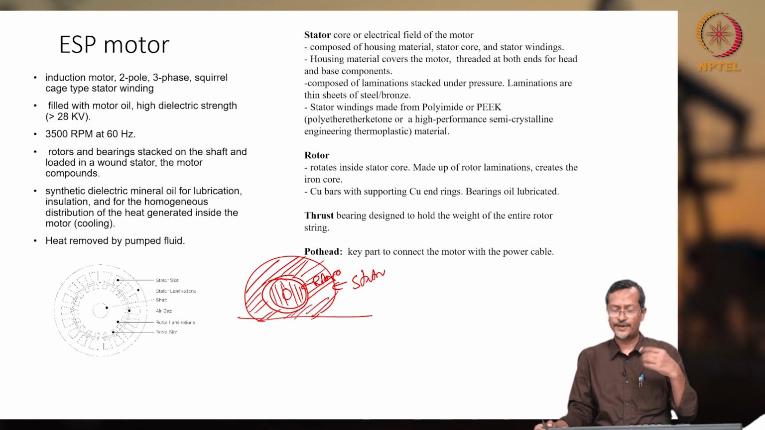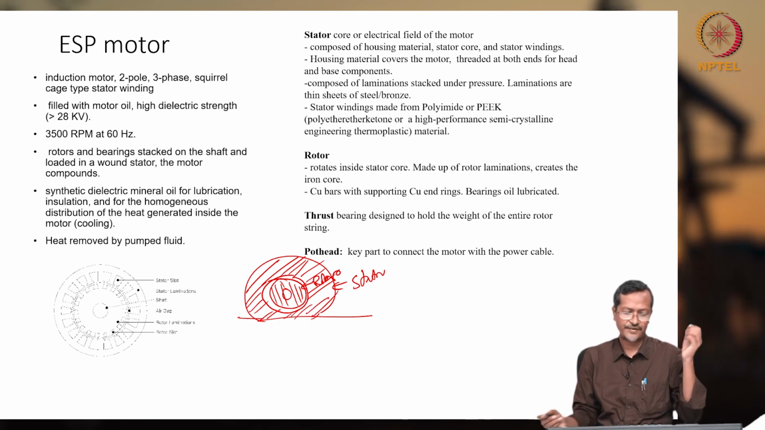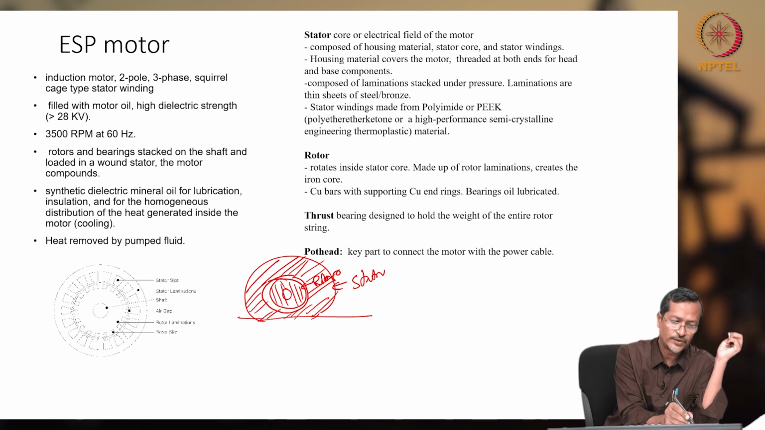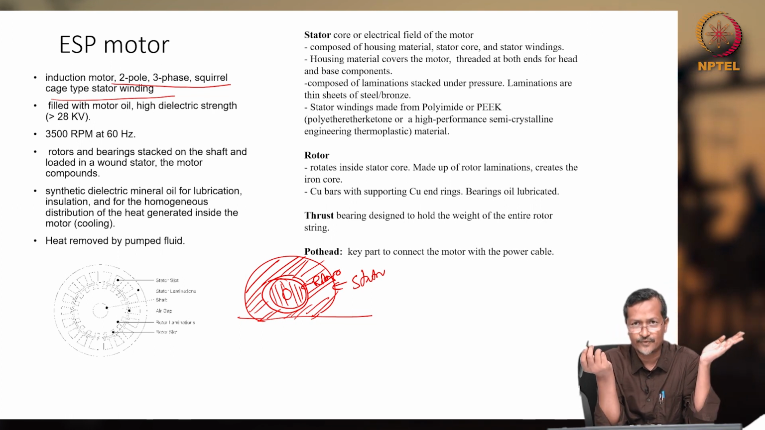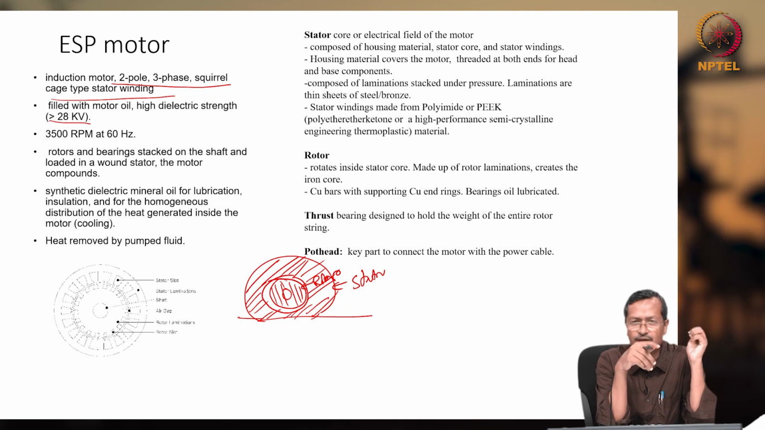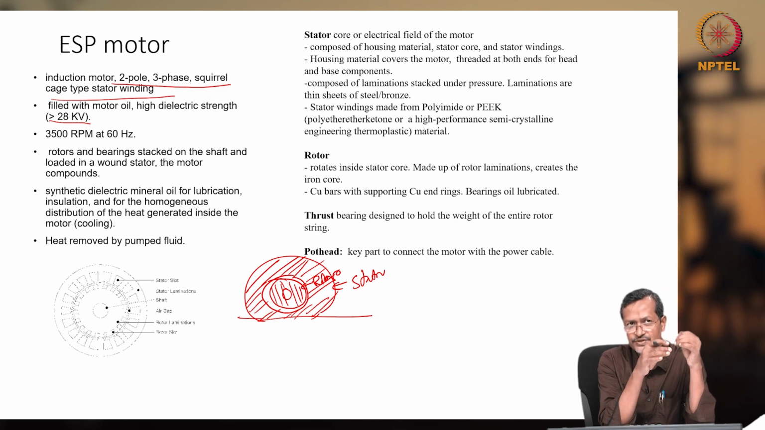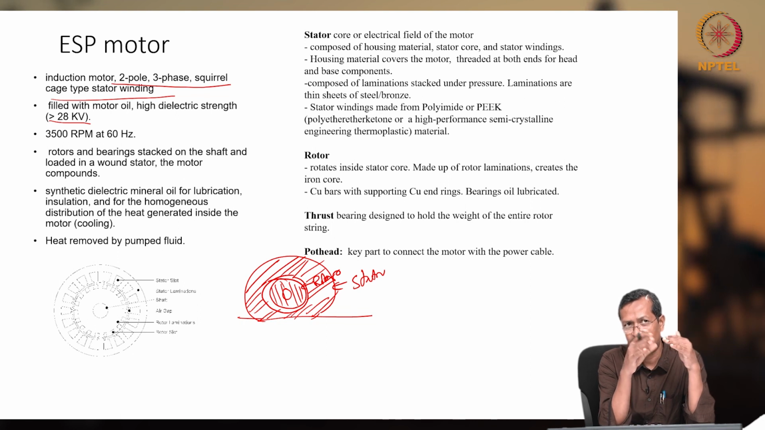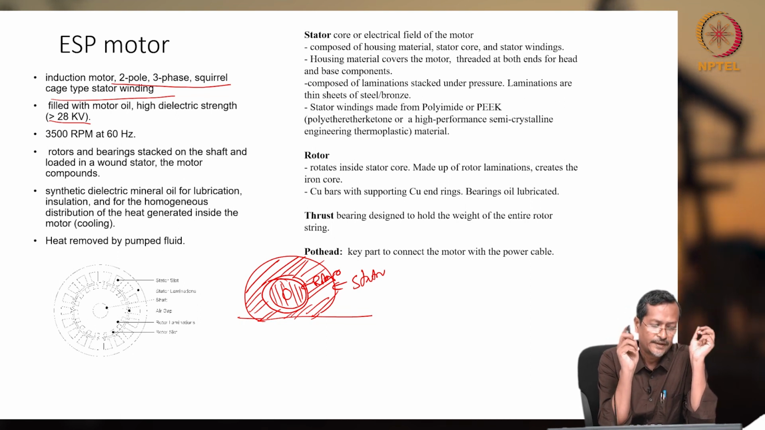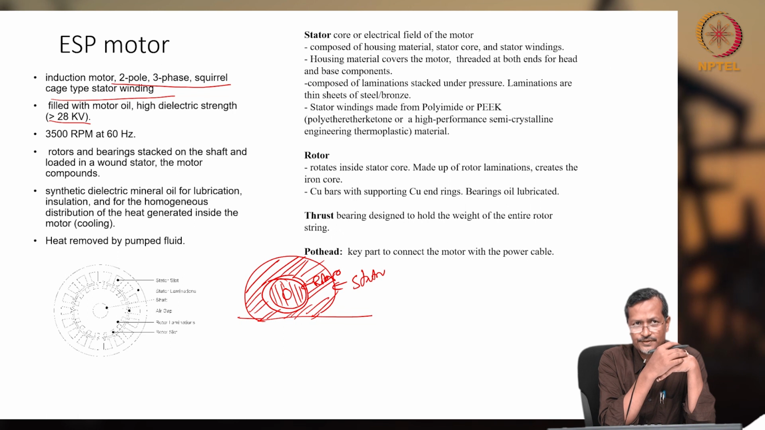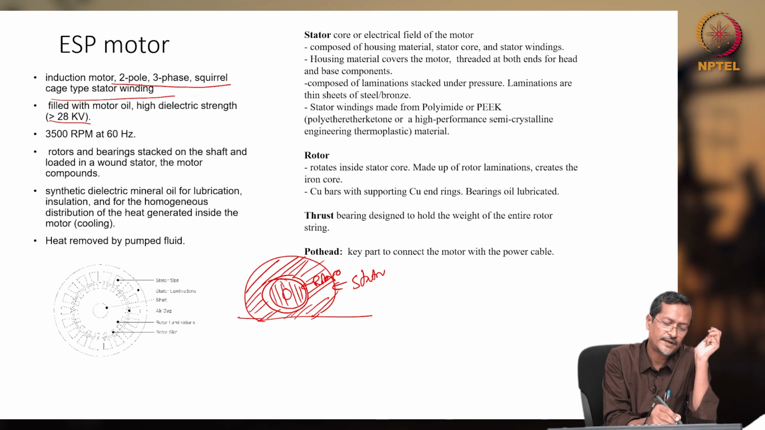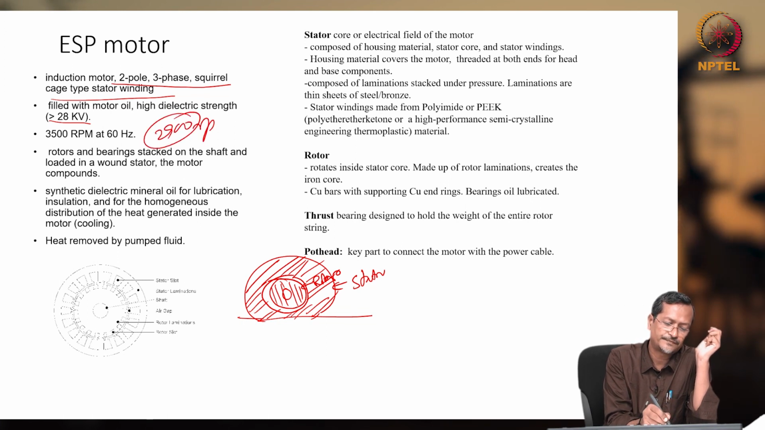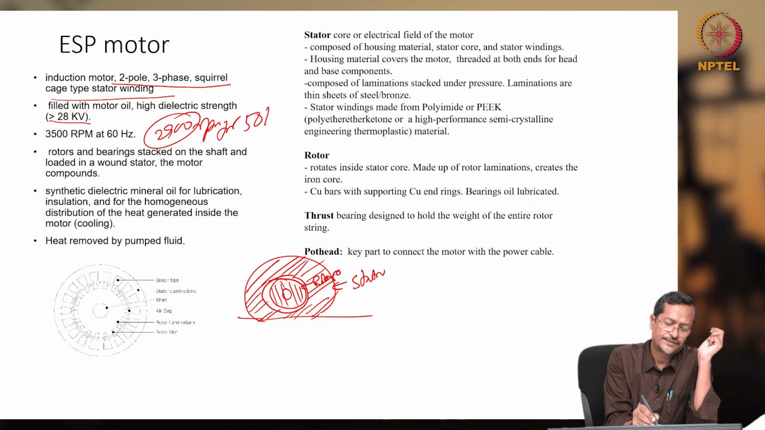In a submersible system, you are using a 3-phase induction motor. Normally a 2-pole, 3-phase, squirrel cage type motor will be there. It will be filled with dielectric fluid, and normally it must have more than 28 kV strength. If it has lower strength, then a spark can occur, so you have to use high strength dielectric fluid. Normally for US units, they use 3500 RPM at 60 hertz. If you have a lower frequency, let us say 50 hertz, then the speed will be about 2900 RPM.